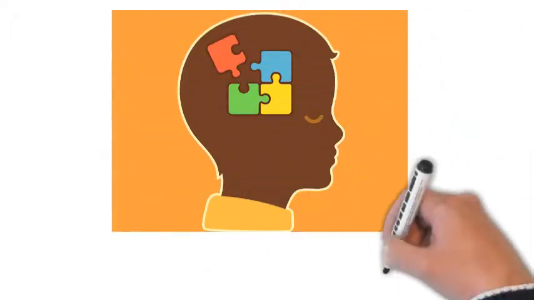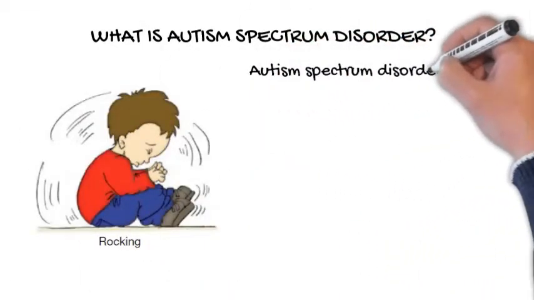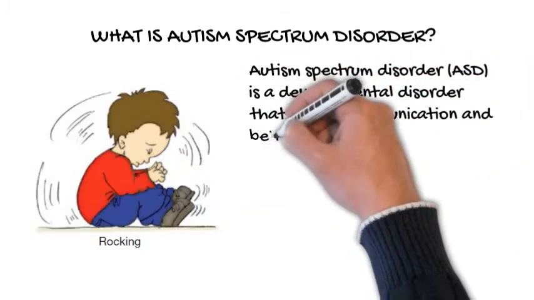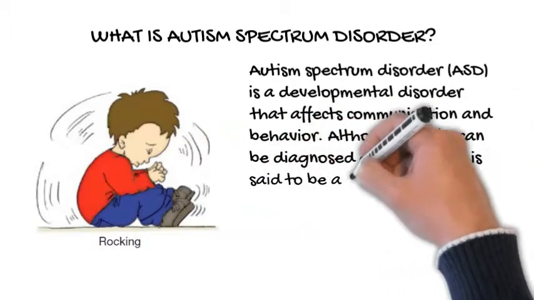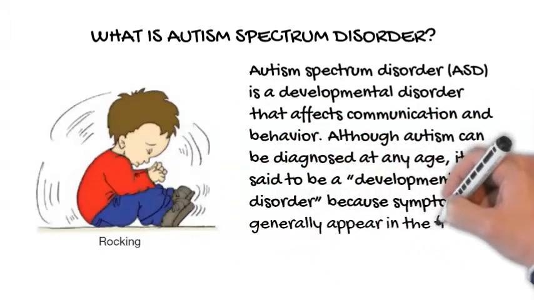Frequently asked questions on autism spectrum disorder. What is autism spectrum disorder? Autism spectrum disorder (ASD) is a developmental disorder that affects communication and behavior. Although autism can be diagnosed at any age, it is said to be a developmental disorder because symptoms generally appear in the first 2 years of life.